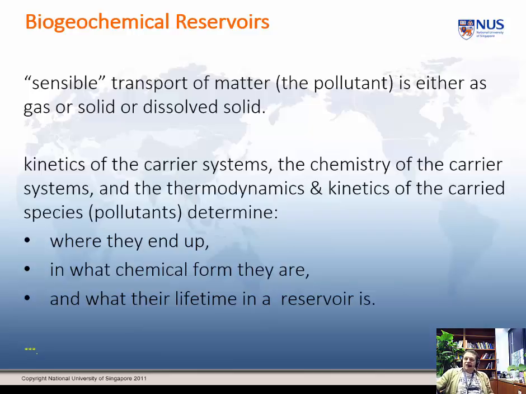So, in terms of what we're dealing with, we have the sensible transport of matter, the pollutant in this case, either as a gas, solid or a dissolved solid. The chemistry of the carrier systems, the transformation, the thermodynamics and kinetics of the pollutants will determine where the pollutants eventually end up, in what chemical form they are, and what their lifetime in any given reservoir is.